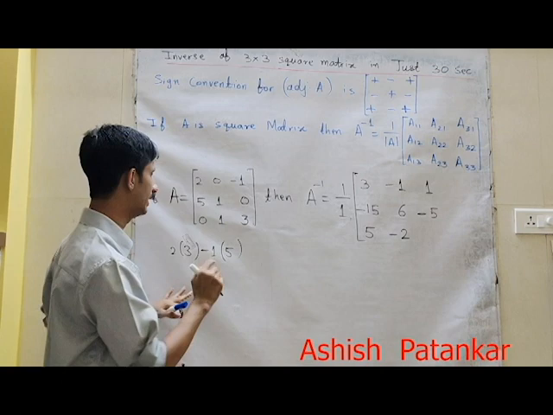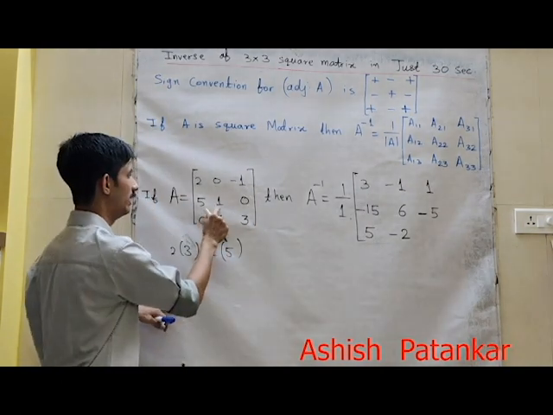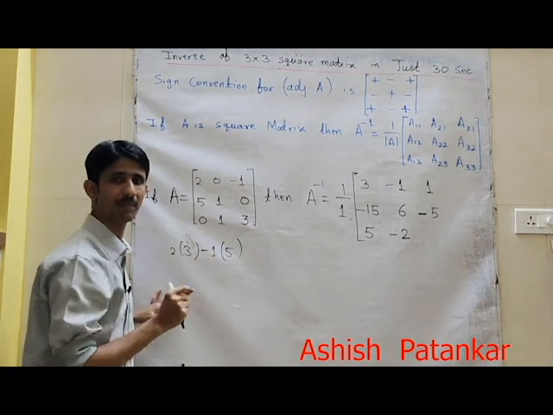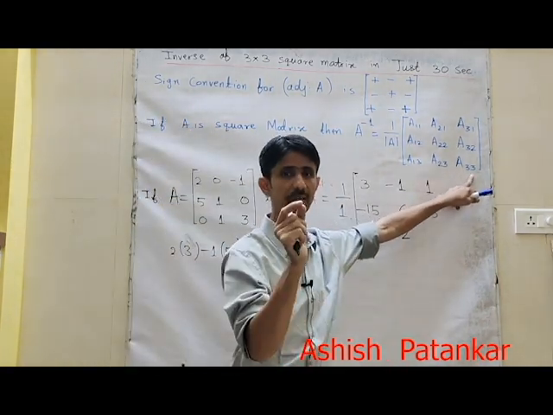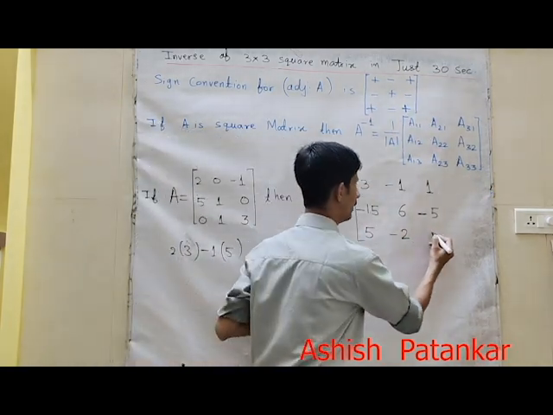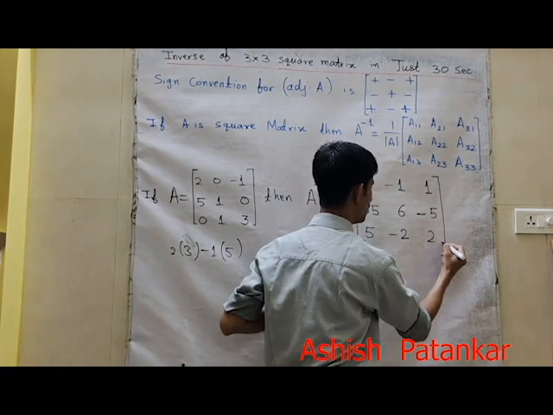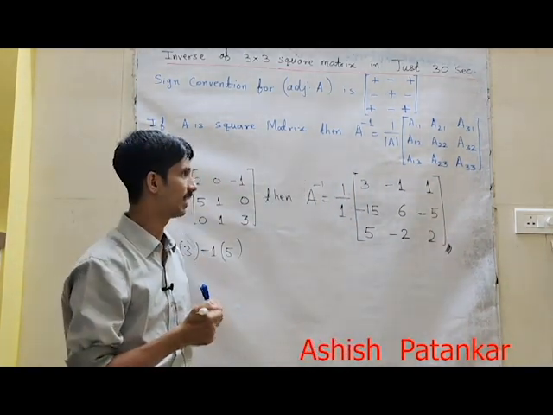And finally the position M33 that we are going to find out is nothing but 2, and that is to be placed in the position of A33, and in the position of A33 there is a plus sign, so it's going to be simply nothing but 2, and this is nothing but our A inverse and the final answer.